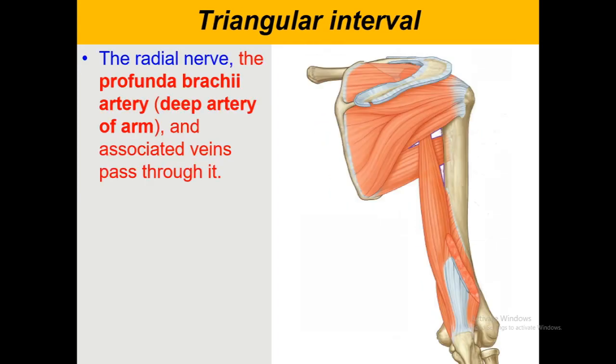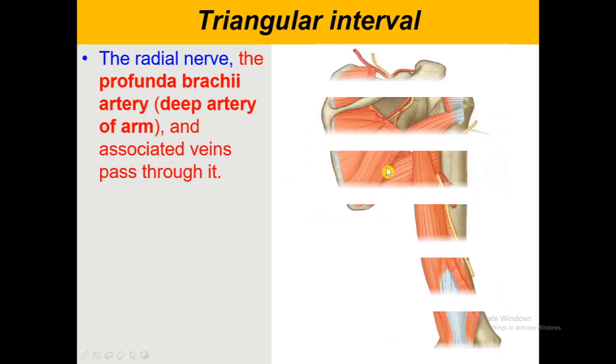Triangular interval. It has three boundaries. Medially we have the long head of the triceps, laterally the shaft of the humerus, and superiorly the teres major. The main contents of the triangular interval are the radial nerve and the profunda brachii artery, which is also known as the deep artery of the arm; these structures pass through.